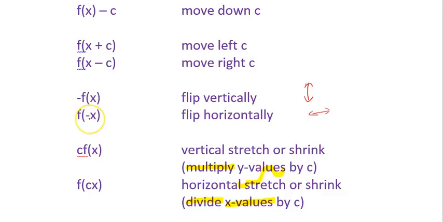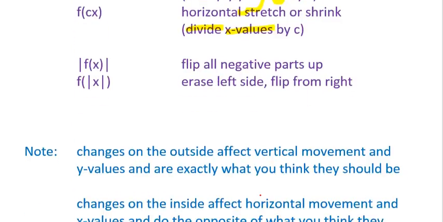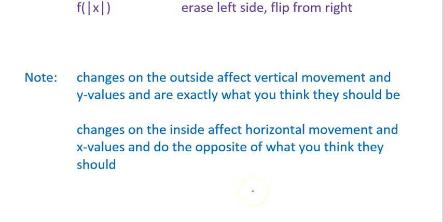When we had the negative on the inside, it flipped it horizontally, so another horizontal change. And then again with that C, when we were multiplying in here, it did the opposite. We thought it might, if you multiply by a big number here, it's actually going to shrink it. If you multiply by a small number here, it's actually going to stretch it. So the inside does the opposite of what you would normally think that it does. Okay, so that's the big rule of remembering how these changes are made.